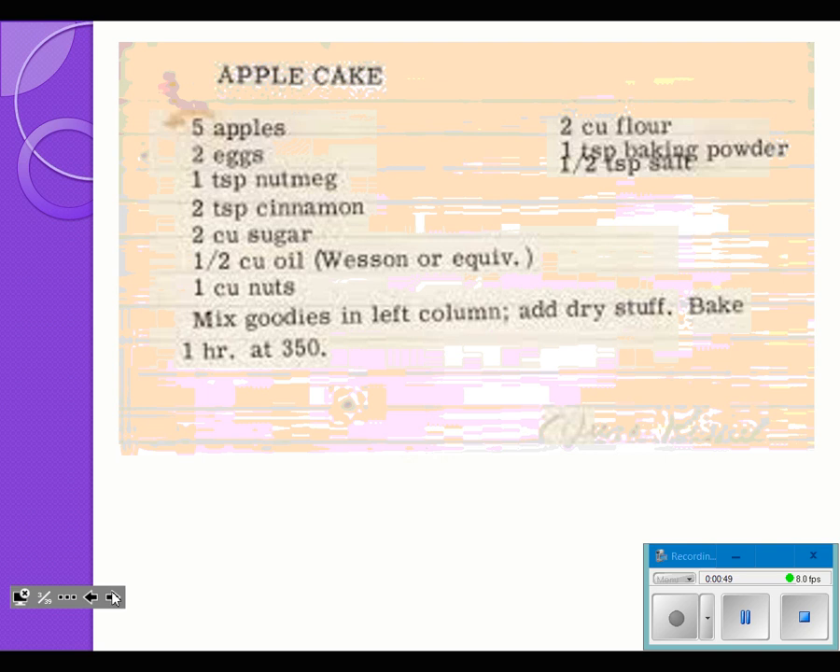So if I have my apple cake recipe here, I would start out with like 5 apples and 2 eggs and 1 teaspoon of nutmeg and stuff, but all of that stuff comes together to one product. But if I don't use the correct proportions, then I might not get the correct product.